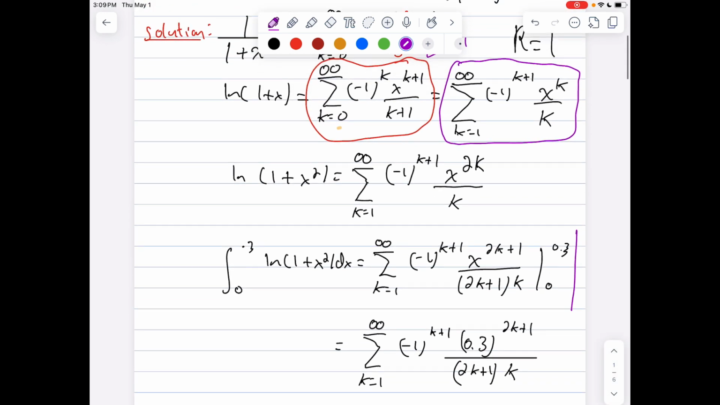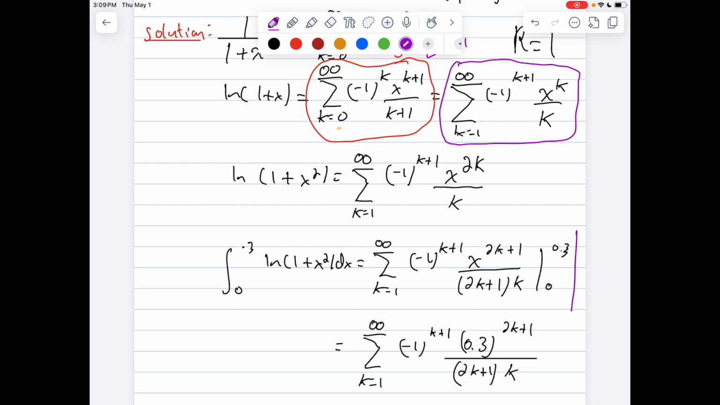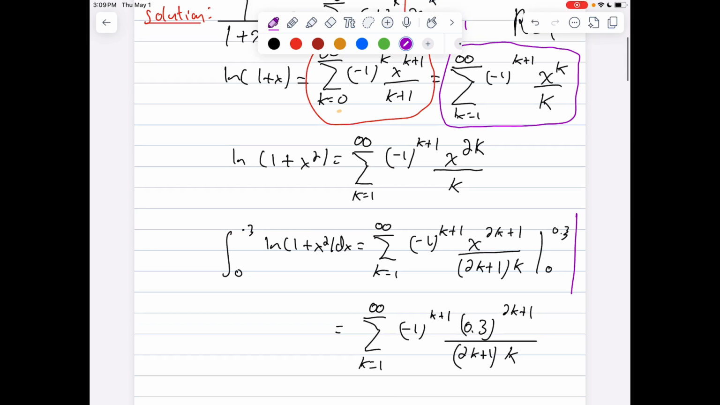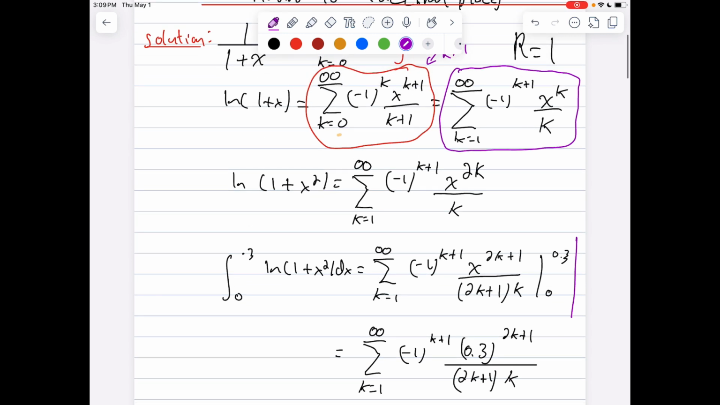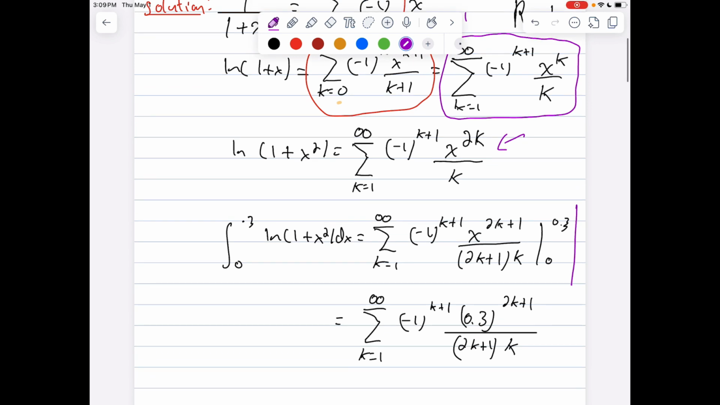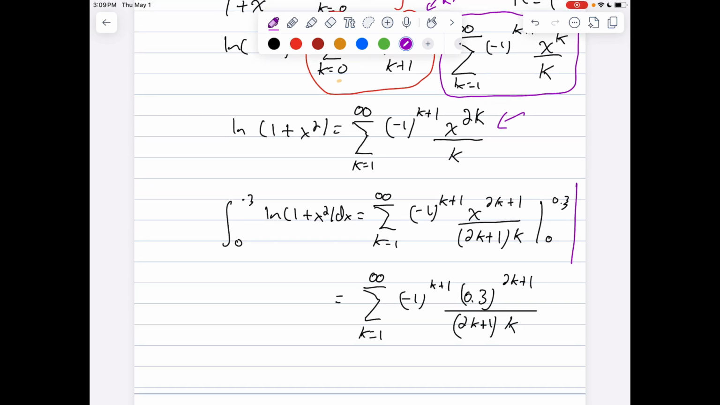Anyways, I'm going to use the series (minus 1) to the k plus 1, x to the k over k. And I'm going to replace that x with x squared, and you get what you see here. Okay, that's my series expression for ln of 1 plus x squared.